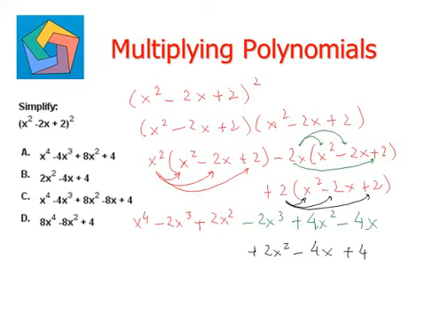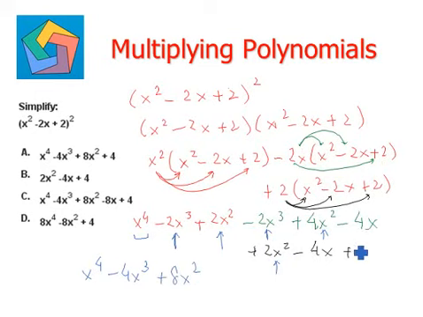So which are the like terms? Let's see. x to the 4 is all by itself, so x to the 4 comes here. Now looking at the x cubed term, this is one x cubed term, this is another one. So negative 2 minus 2 is negative 4x to the power of 3. Now the x squared terms: we have a positive 2x squared, a positive 4x squared, and a positive 2x squared, another one. So 2 plus 4 is 6, plus 2 is 8x squared.